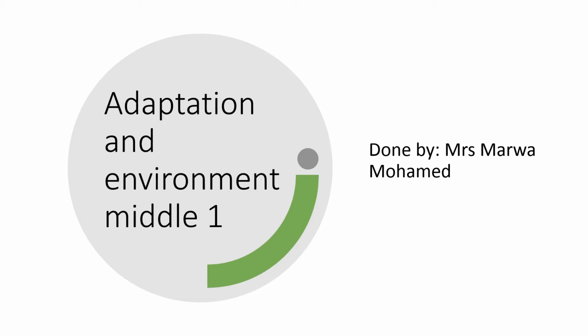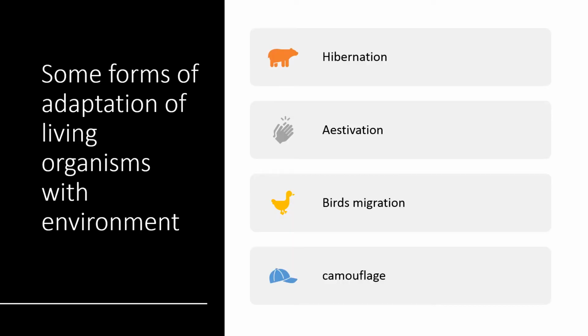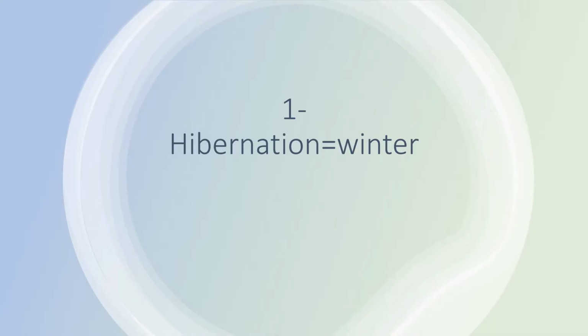Today we'll talk about the last part of the lesson, adaptation and environment. We will talk about some forms of adaptation of living organisms with the environment. First one, hibernation, estivation, bird migration and camouflage. So let's start with hibernation.